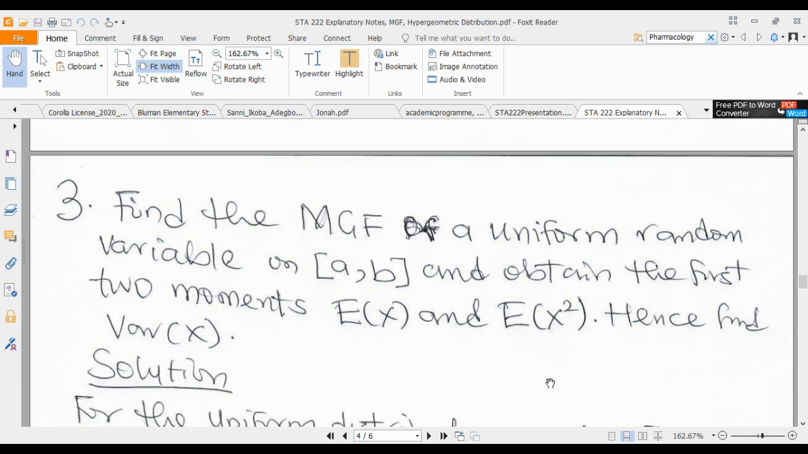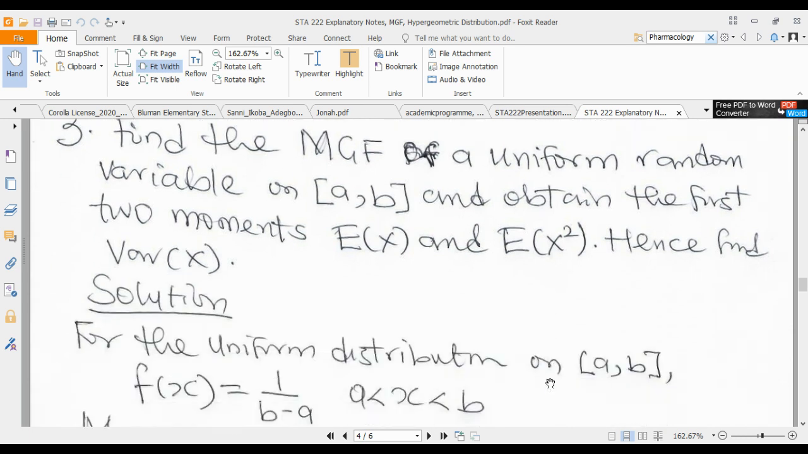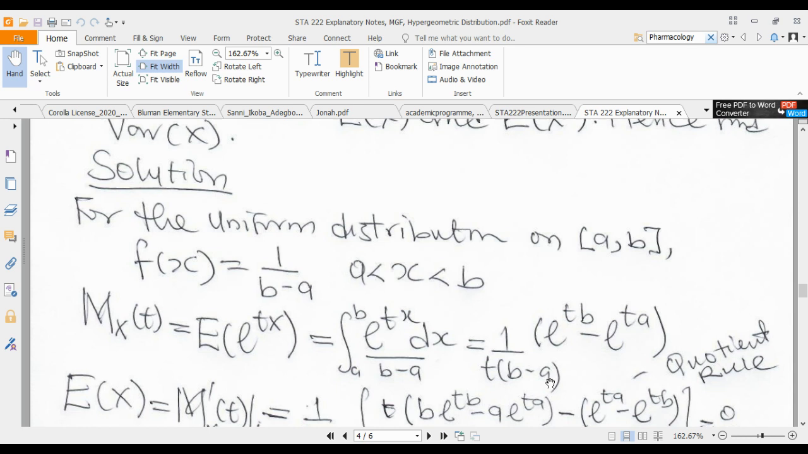Example 3. Find the moment generating function of a uniform random variable on the interval [a, b], and obtain the first two moments, expected value of x and expected value of x squared. Hence, find the variance of x. The solution: we have to take note that this is a continuous probability distribution given over the closed interval [a, b]. The PDF of the uniform distribution is 1 over (b - a), and the range of values is a less than x less than b.